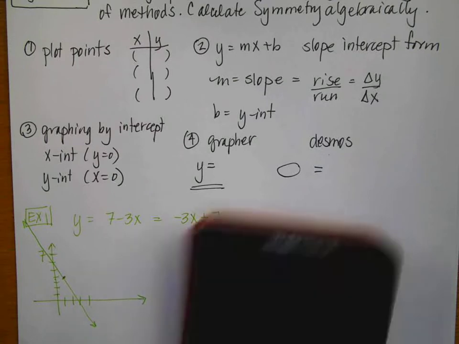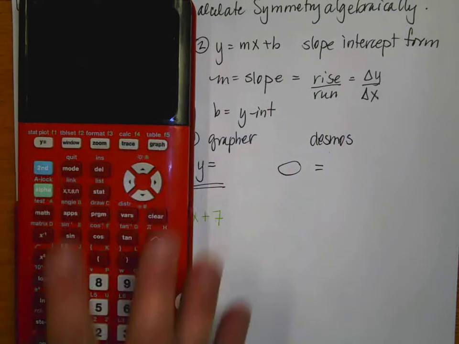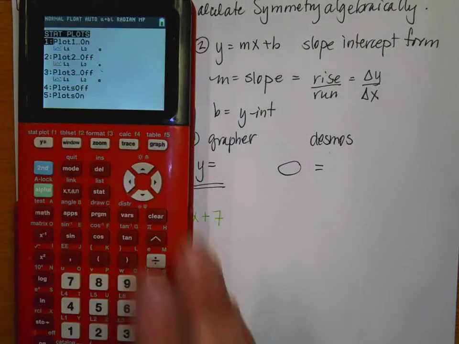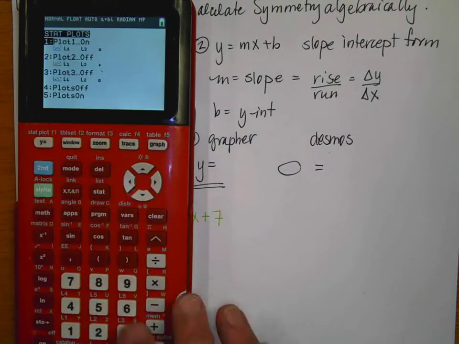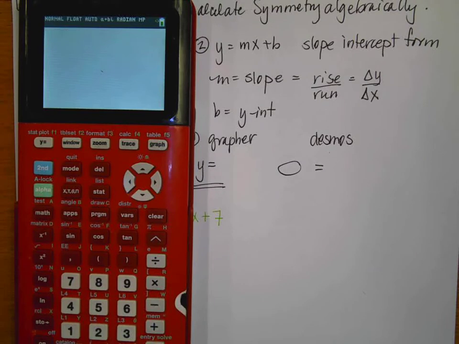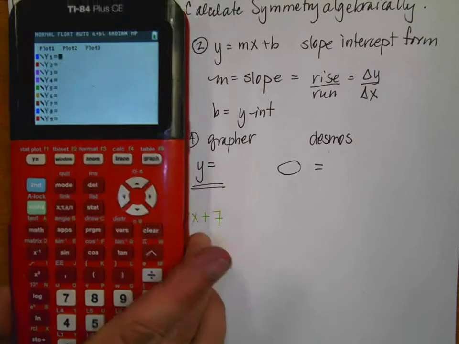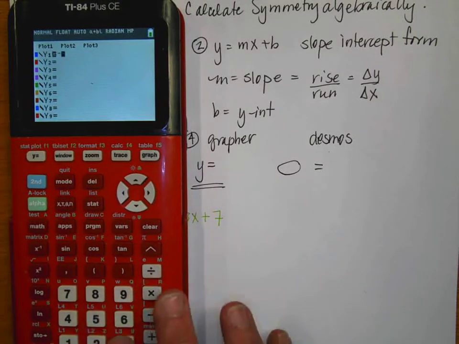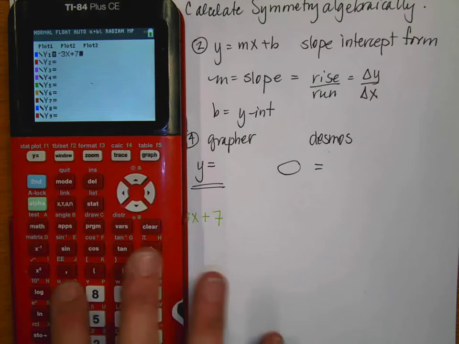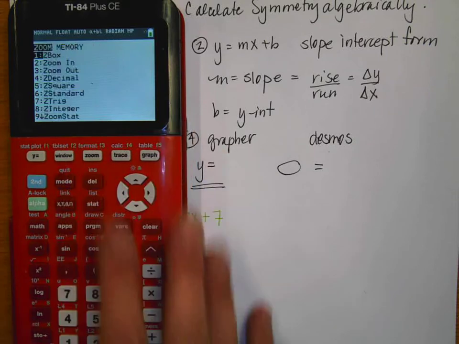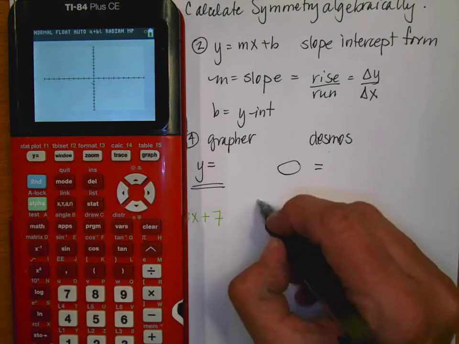Now let's do the same equation in our grapher. So I'm going to put mine right there because you see it better. I'm going to go back and turn all of my scatter plots off because it screws up my calculator if it's still in scatter plot form. And I'm just going to enter the equation, which was a negative 3x plus 7. And I'm going to do a zoom 6.